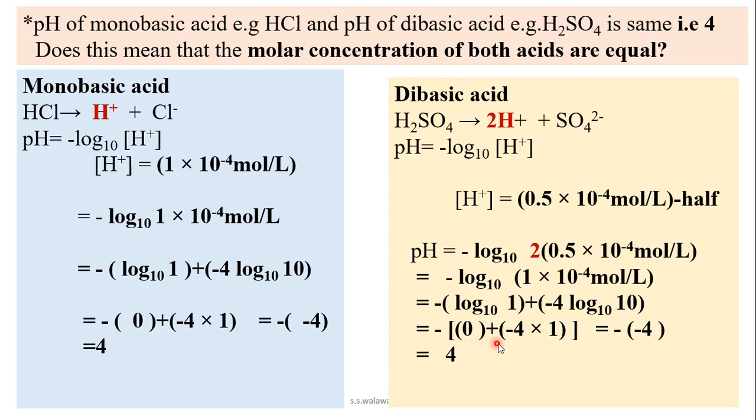Therefore minus 4 plus minus 4, that is minus 4, that is equal to plus. That means the pH of these two solutions is the same, but the molar concentrations of the monobasic acid and dibasic acid are different. As these are monobasic and dibasic acids, though the pH is the same, their molar concentrations are not the same. The two acids have different molar concentrations. Most important point, note it down.